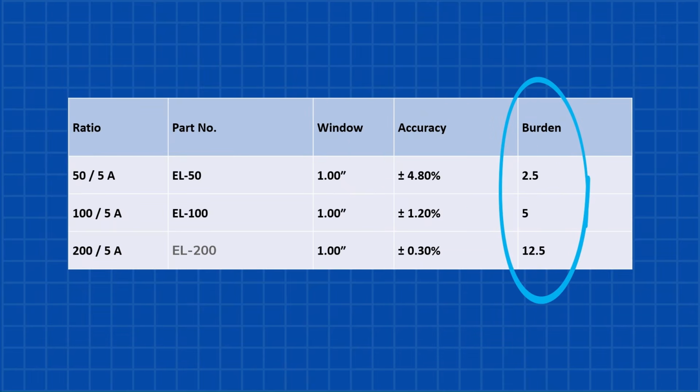Burden, rated in VA or volt-amperes, is the maximum load the CT secondary can safely drive while still maintaining its rated accuracy. This includes the resistance of the wiring, meters, relays, and any connected devices. The CT's VA rating should always be higher than the total burden connected to the secondary circuit.